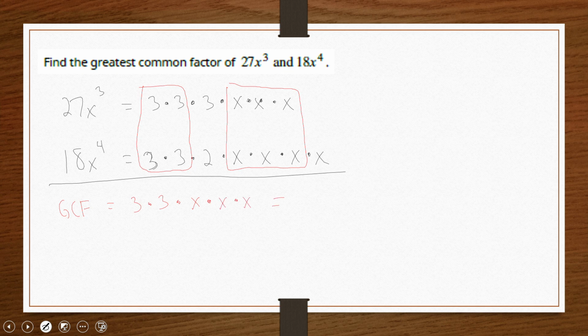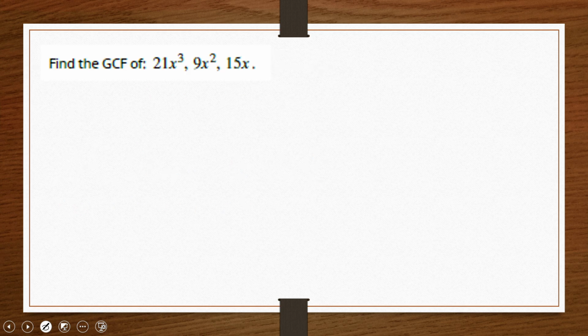So together I get 3 times 3 is 9 for my coefficient. 3 x's gives me x to the third. So this is with 2 terms. What if I add a third? How does this go? In this example, I'm asked to find the GCF of 21x to the third, 9x squared, and 15x. Well, as you might assume, I'm still going to list out the products just like we did before.